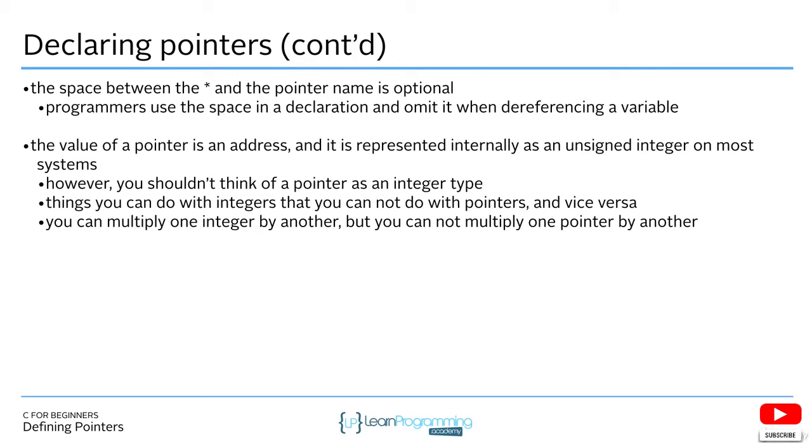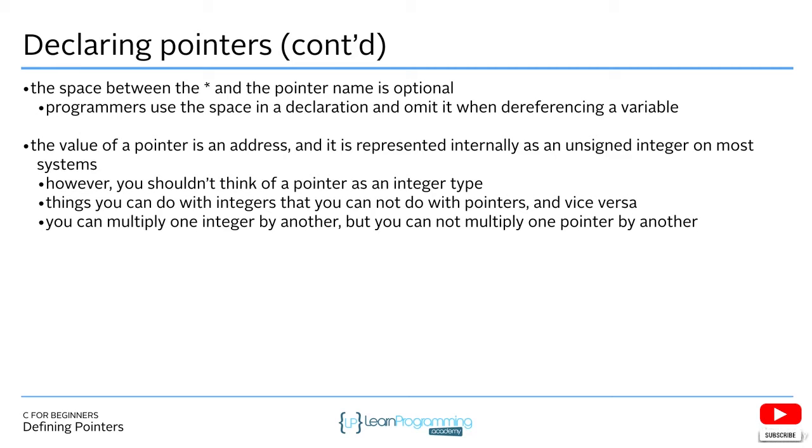The value of a pointer is an address. So it has to be represented internally as an unsigned integer on most systems. It still has to store something. It just so happens that it stores a hexadecimal number. And even though it looks like an integer, don't think of it as an integer type. The same things that you can do with integers, you can't necessarily do with pointers, and vice versa.